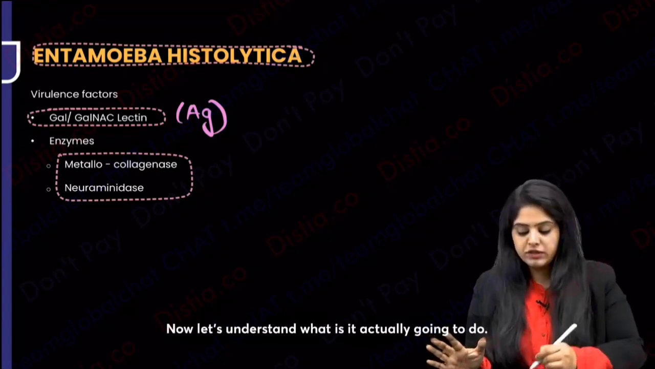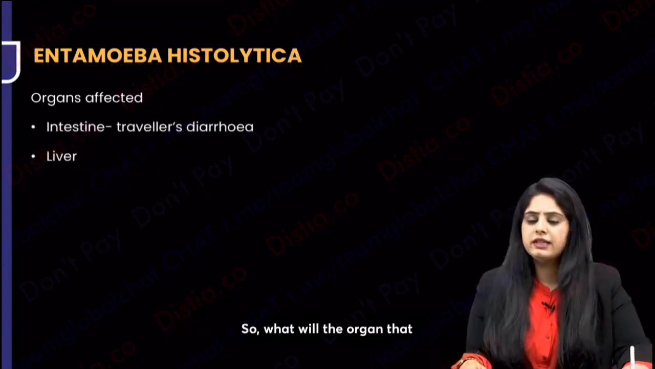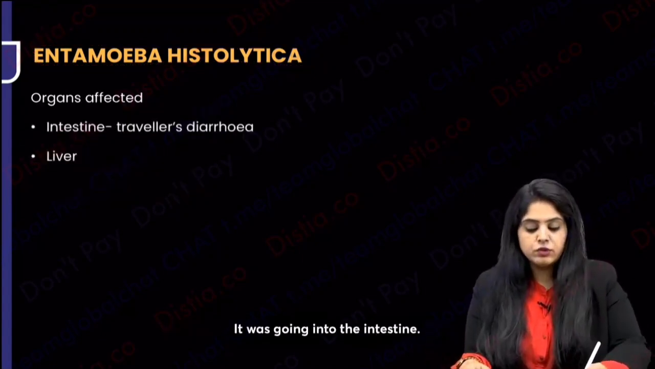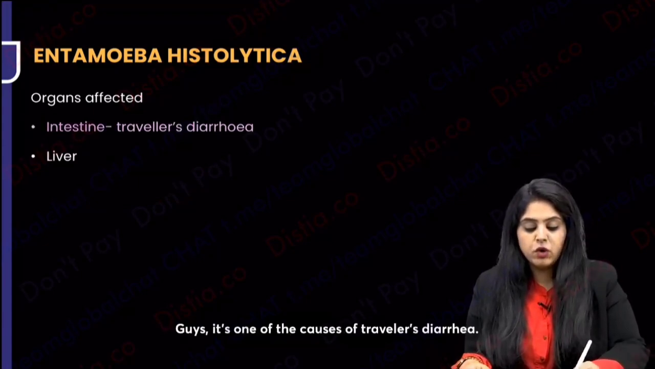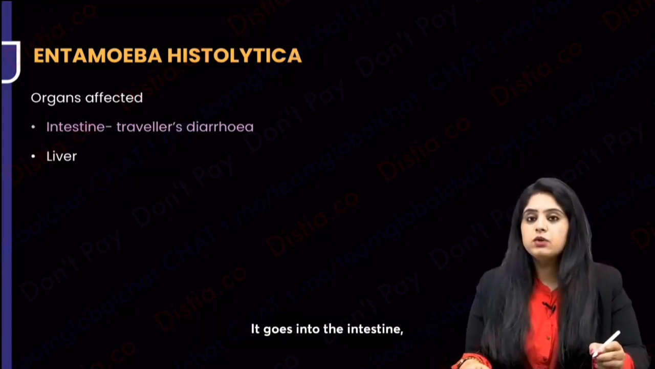Now let's understand what it is actually going to do. So what was the organ that I was telling you it was going into? It was going into the intestine. Guys, it's one of the causes of traveler's diarrhea. It goes into the intestine. It causes traveler's diarrhea.